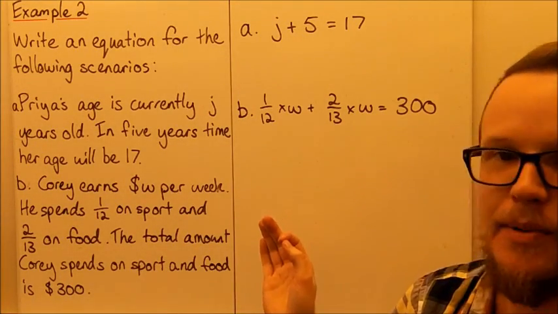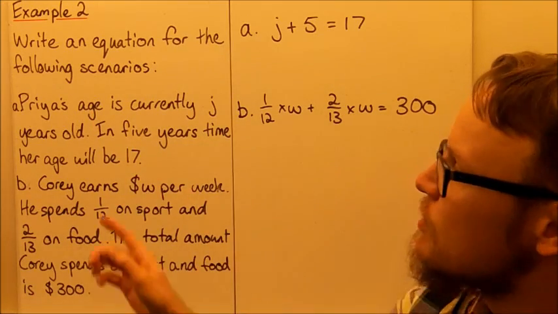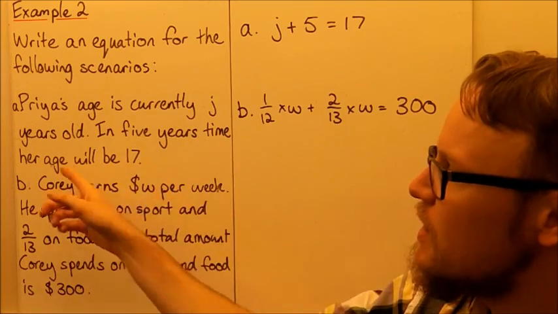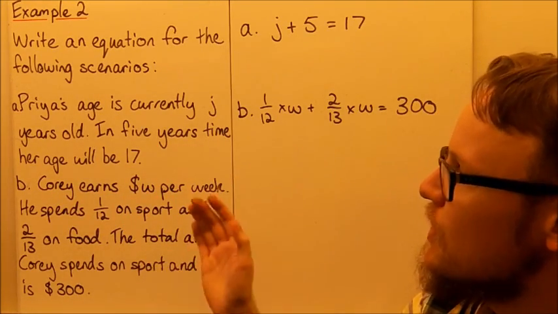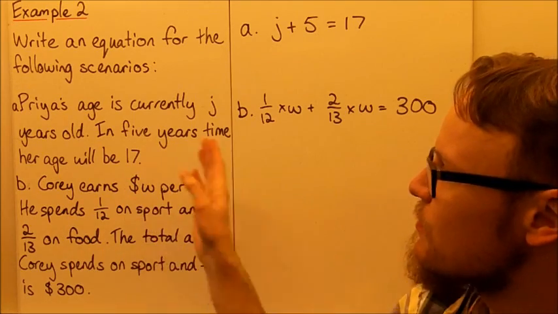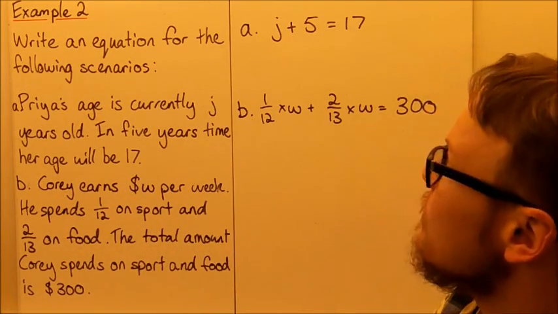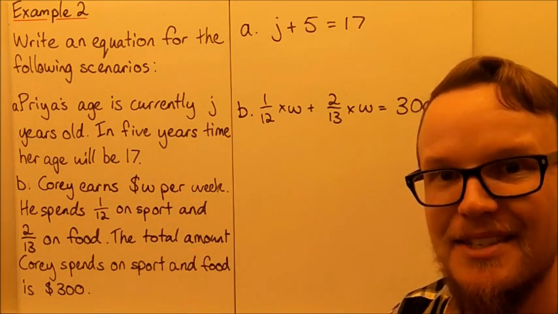One last example. We need to write an equation for the following scenarios. Priya's age is currently J years old. In 5 years' time, her age will be 17. Let's have a look at that example first. Her age is currently J years old. In 5 years' time, that's going to be adding on another 5 years. And that will be equal to, it will be the same as 17.